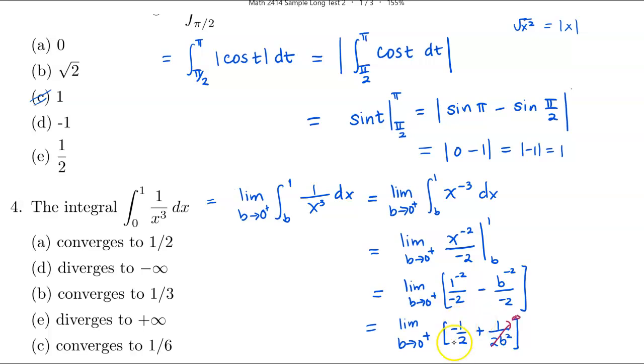So you have negative 1/2 plus infinity, which is just equal to infinity, because infinity is very large, so this negative 1/2 here would not matter. So this is just equal to positive infinity. So the answer is letter D. It diverges to positive infinity.